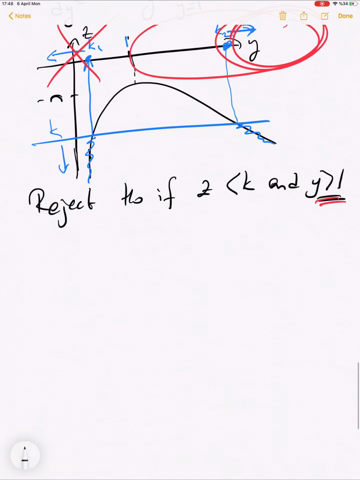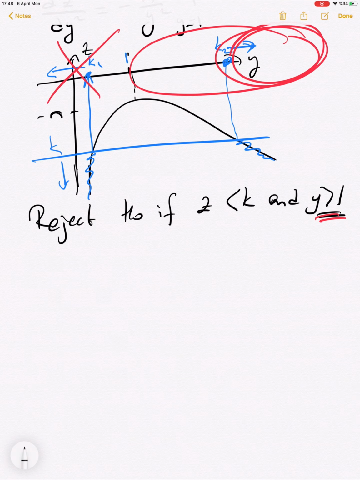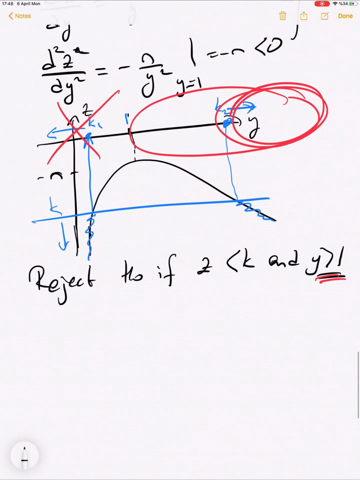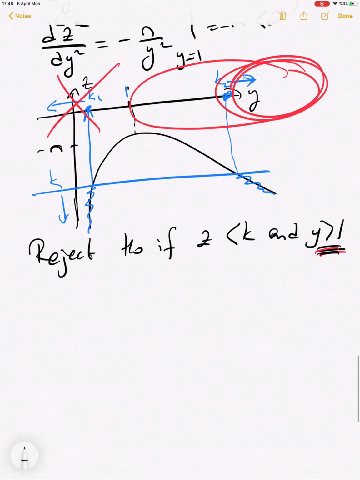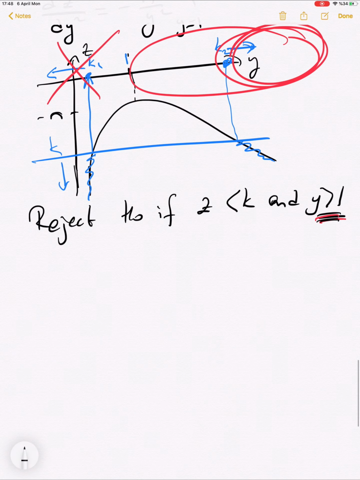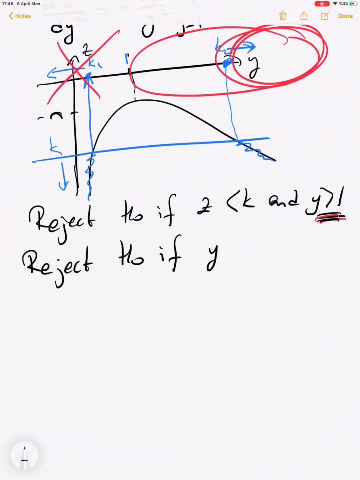Previously we had two-tailed tests. If you look at this region, I would reject the null hypothesis where y is less than k1 or greater than k2, but using this constraint, now I have a one-tailed test. If you forget about this constraint, then you will end up with a two-tailed test result, so it will be wrong. Then my testing procedure will be: reject H0 if y is greater than k2.